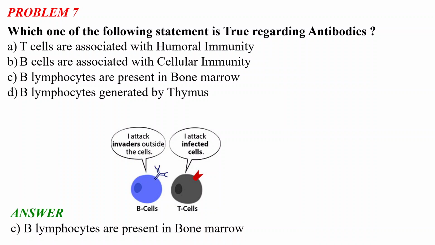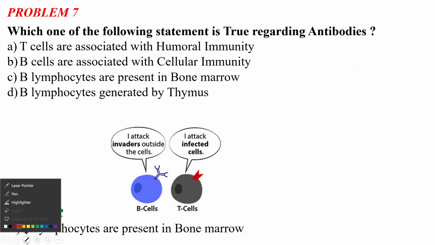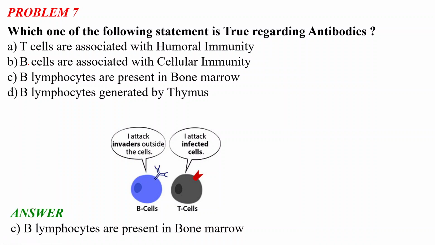So that is the basic difference between B cells and T cells, which is shown very well by this cartoon: the B cells attack the invaders outside the cells, and the T cells attack the infected cells directly. So, the first two options we can easily say are false, because the T cells are not associated with humoral immunity and the B cells are not associated with cellular immunity. This will be just the otherwise.